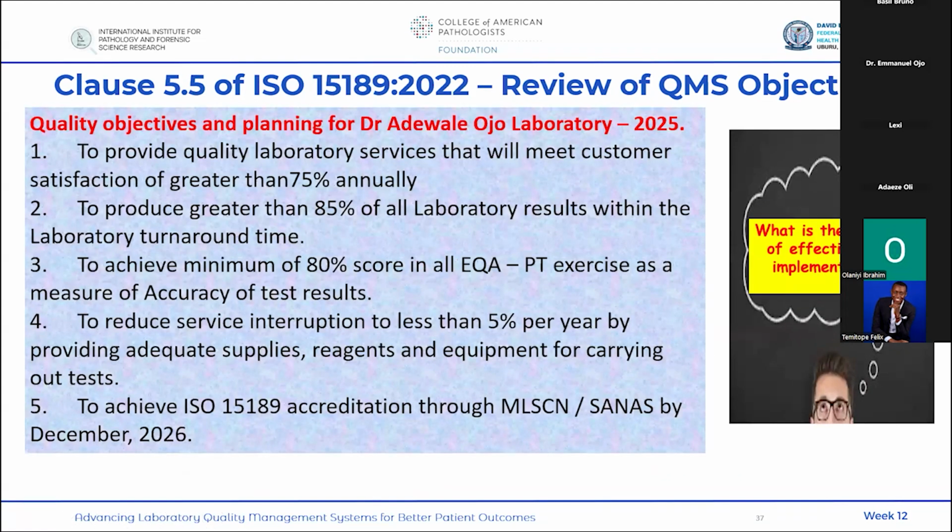And here I'm giving you the quality objective I'm planning for Dr. Adewale Ojo Lab for 2025. Though this lab never exists, at least yet. But this is what quality objective documentation looks like. For people that have not been able to do this, we say it has to be measurable. What we mean by measurable is that you need to attach a quality indicator and you need to set a benchmark. So let's take a look at the first one.